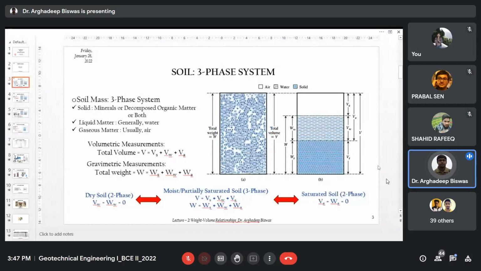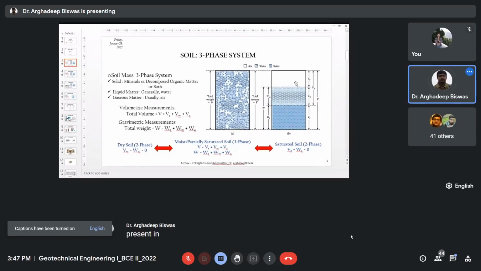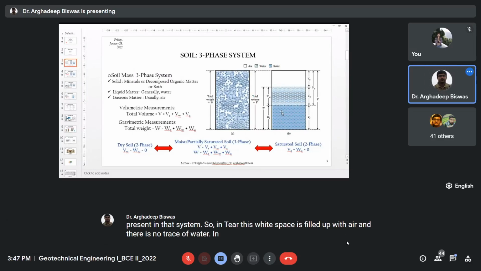Okay, normally in nature we can find soil as a three-phase system. That means it contains air, water as well as the solid particles. Now a situation may happen, you can find the soil as completely dry. That means if you just see this portion, that is the void space, where void space means the space within the solid particles, right? So the void space is completely filled with air, or you can say there is no water present in that system. So this entire void space is filled up with air and there is no trace of water. In that case, soil will be treated as completely dry.